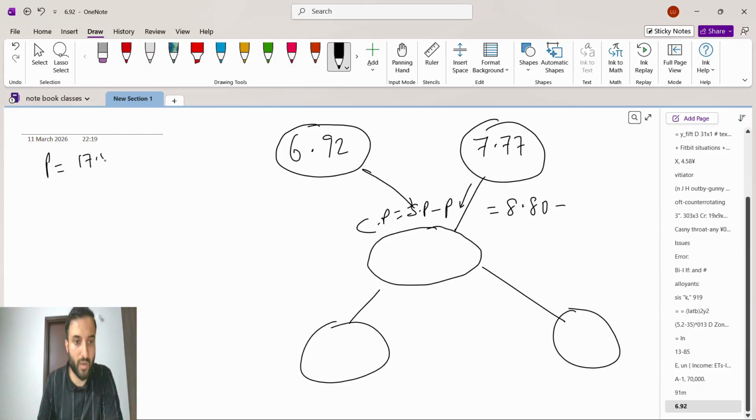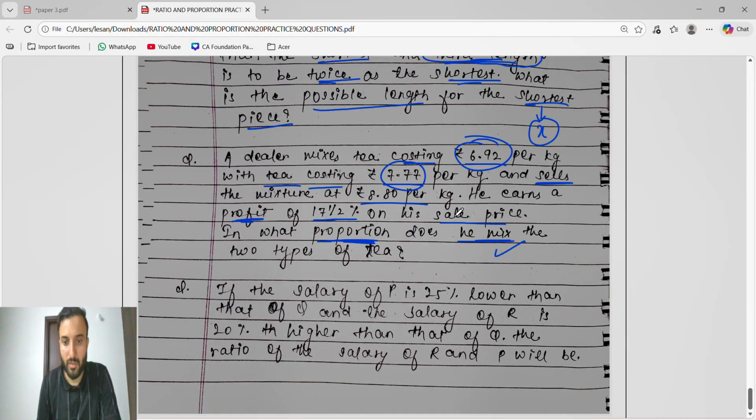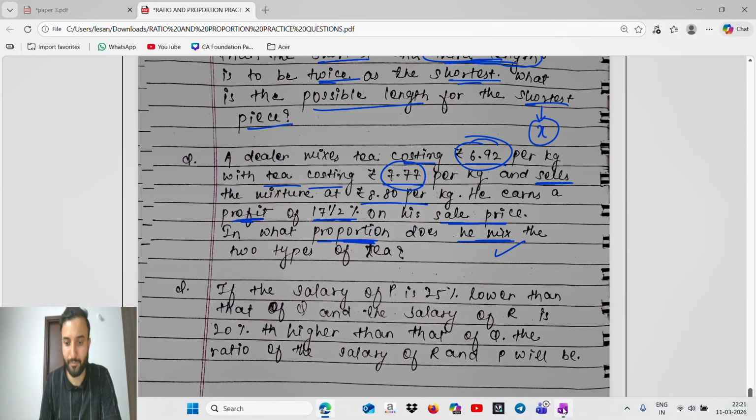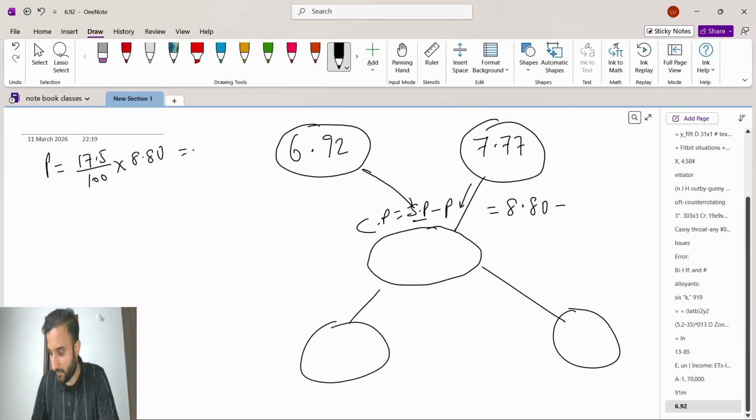So 17.5% means divided by 100 of the selling price. Every time it will be of the selling price, because you can see here they have written he earns a profit of 17.5% on his sale price. So take 17.5 divided by 100 times 8.80, and it comes to 1.54.